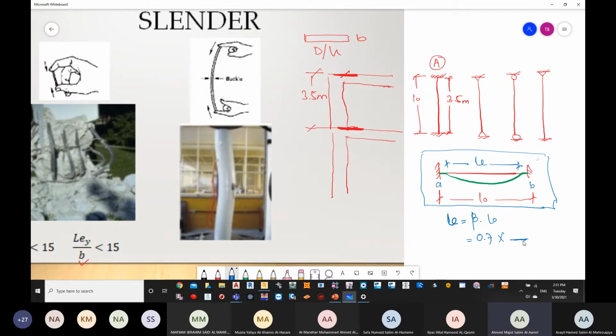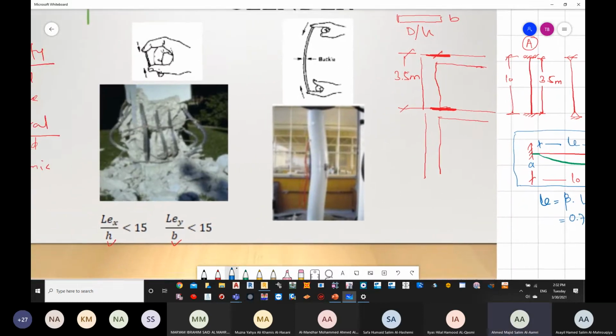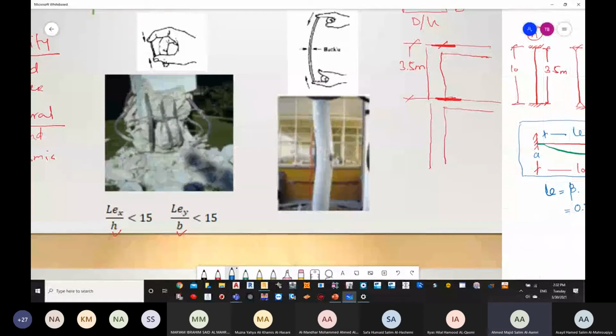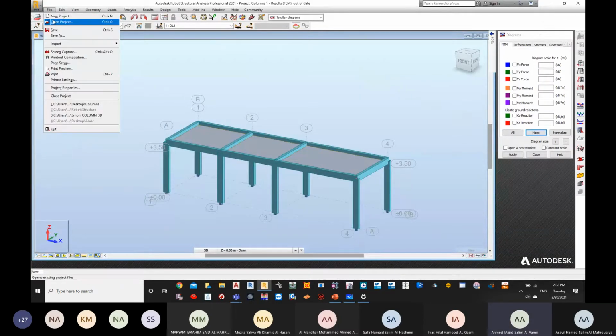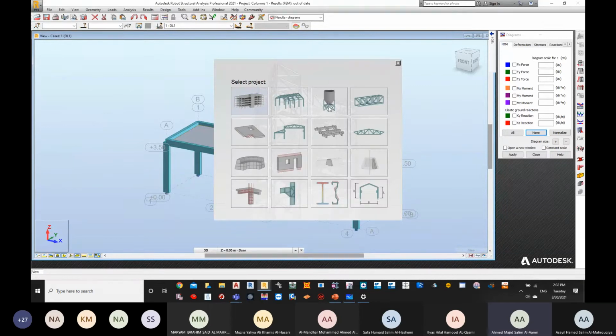So now we learned the meaning of L0 and the meaning of LE. But in these two ratios, there is something called LEX and there is something called LEY. Let me try to open something to illustrate it for you here.